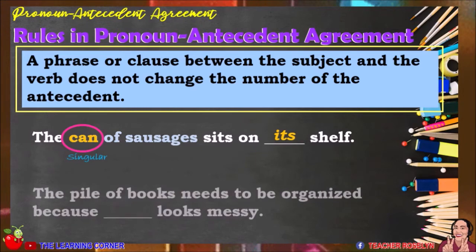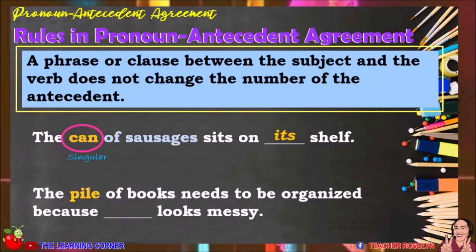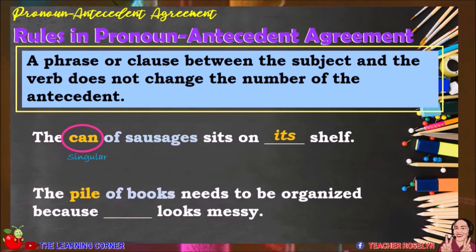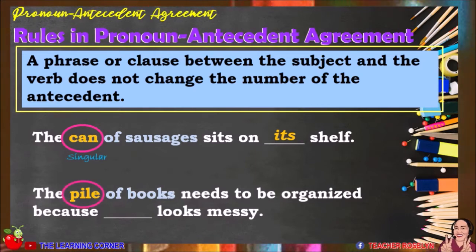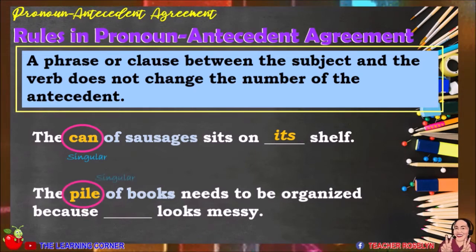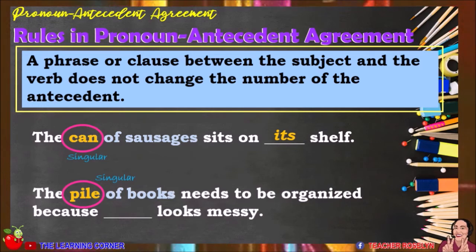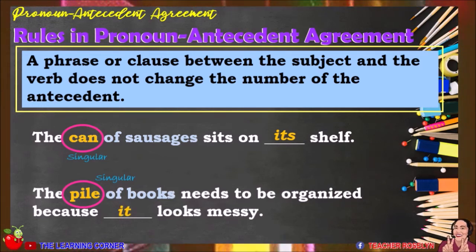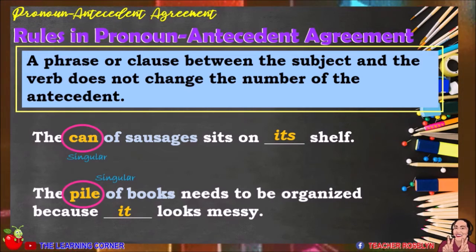Another example. In this sentence, the subject is pile. Even though the phrase of books follows, we will consider the word pile as the subject, which is singular. So, the pronoun to be used is it. The pile of books needs to be organized because it looks messy.